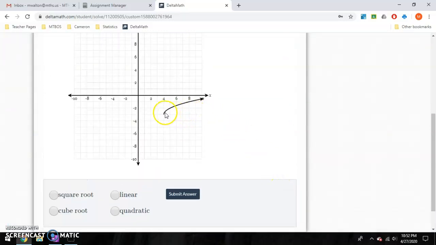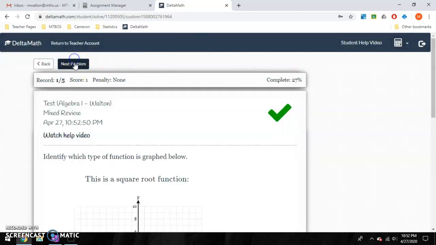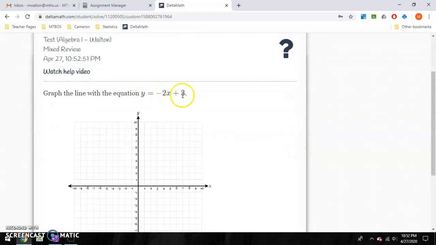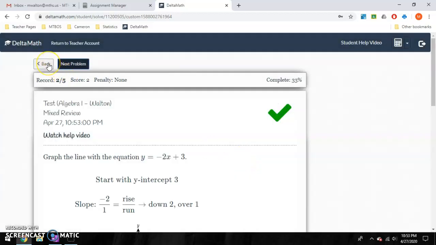Oh, hey-oh, I know what that is. That is a square root function. Got it. Ooh, graph a line with that. Hey, I have a y-intercept. My slope is negative 2, down 2 over 1. So you should feel confident with these. These are just review from the first semester.